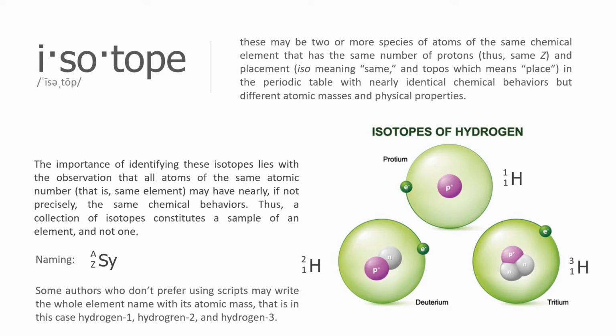Okay? And so, an isotope may be 2 or more species of an atom of the same chemical element that has the same number of protons. So, pareho lang yung atomic number niya, and yung placement niya sa periodic table, which means same place, so isotopos. Kaso, yung atomic masses nila is magkaiba.